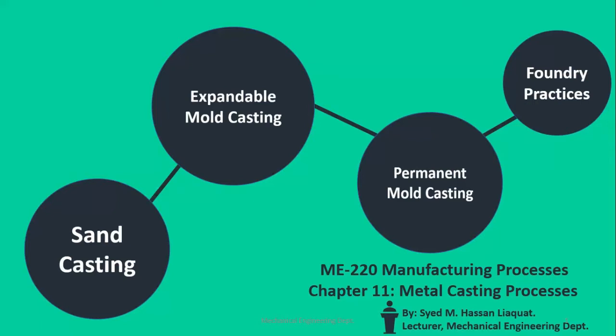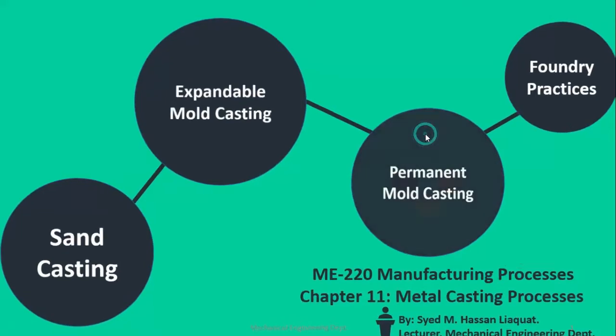Welcome to the third lecture of this week 3. We were studying chapter number 11 of our course book, that is metal casting processes. In this chapter we have gone through the sand casting and the various features of the sand casting. Then we discussed the different types of expandable mold casting in the last two lectures. Then we discussed the permanent mold casting.